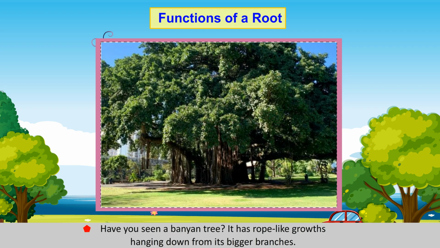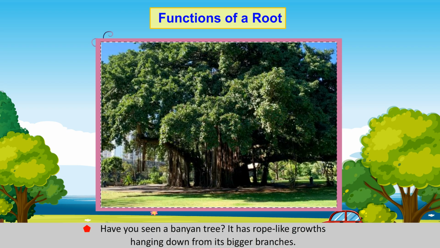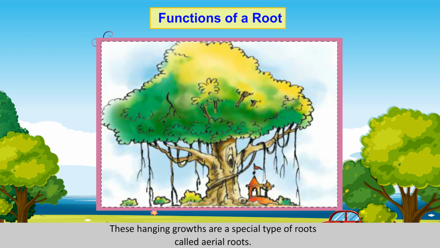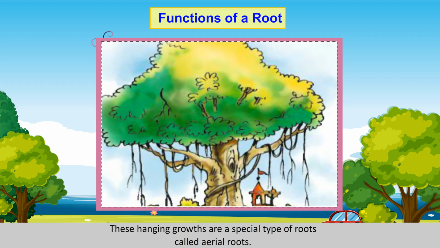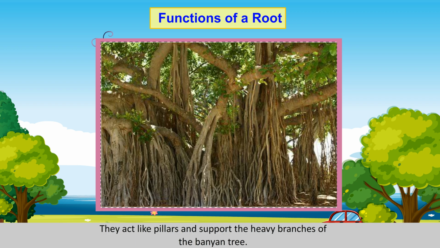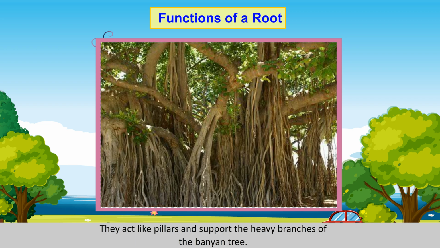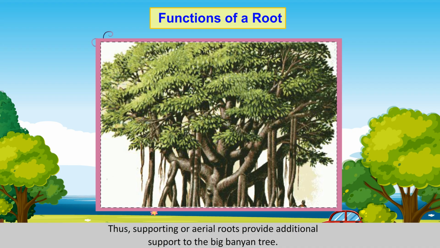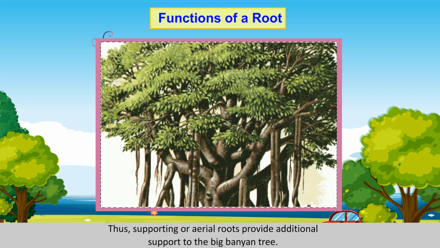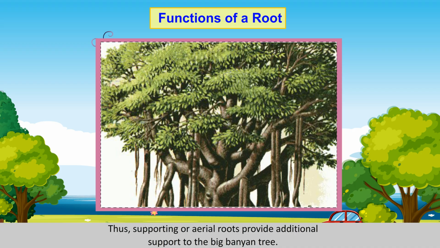It has rope-like growths hanging down from its bigger branches. These hanging growths are a special type of roots called aerial roots. They act like pillars and support the heavy branches of the banyan tree. Thus, supporting or aerial roots provide additional support to the big banyan tree.